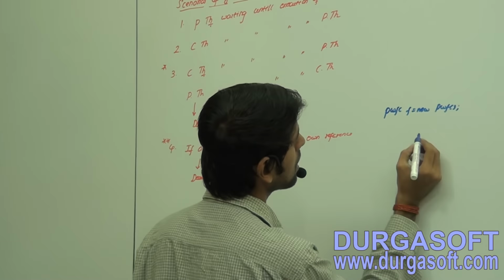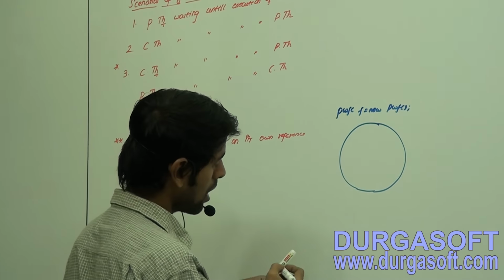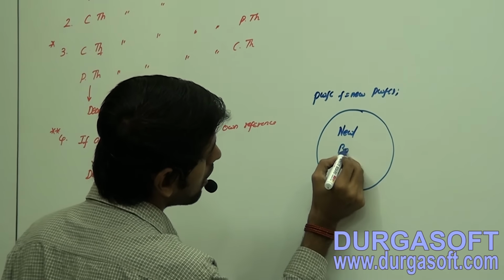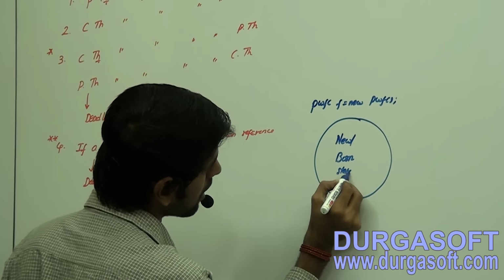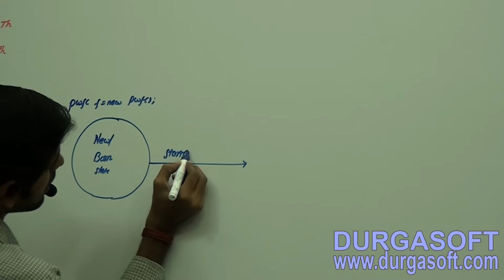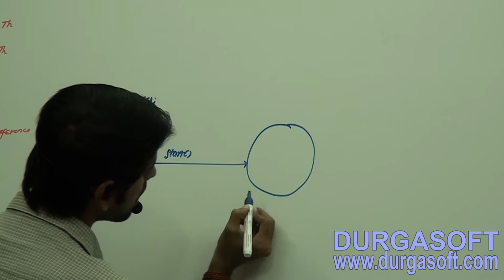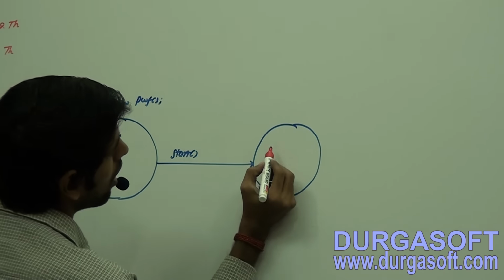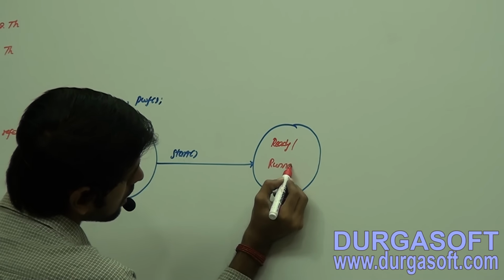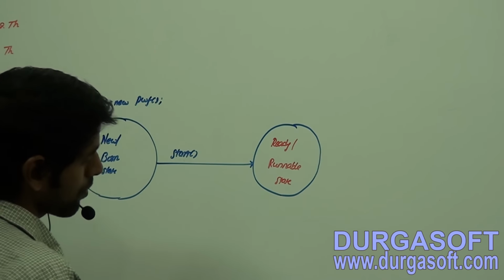Okay, so what is happening here? It is in the new or born state. Understand this one. After that, if I call the start method on this instance, what is going to happen? Here we are going to see this particular thread in which state? Ready or runnable state.